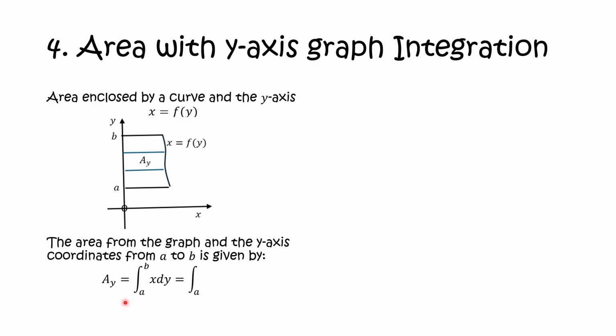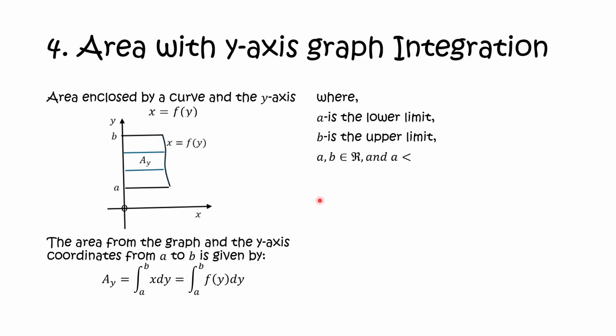So the area from the graph in the y-axis coordinate is the integral from a to b of x dy. And that is the same as having the integral from a to b of f of y dy. Right, so our a in this case is the lower limit and our b is the upper limit. And recall, a and b are elements of real numbers, such that a is less than b.